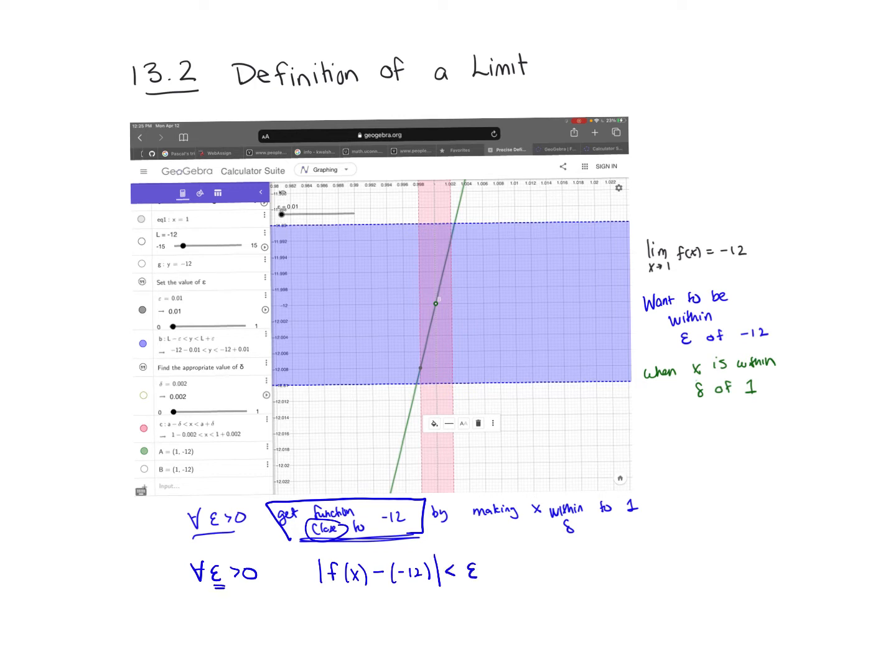So that's going to be less than epsilon when x is within some delta, right? So there exists some delta that was also greater than 0, such that when the distance from x to 1 was less than delta, we got the distance from f of x to negative 12 to be less than epsilon. So that is our precise definition. We'll go ahead and write this in general on the next slide and then talk about it one more time.